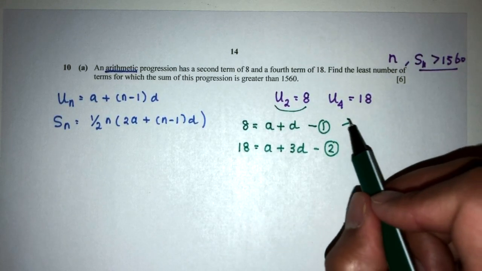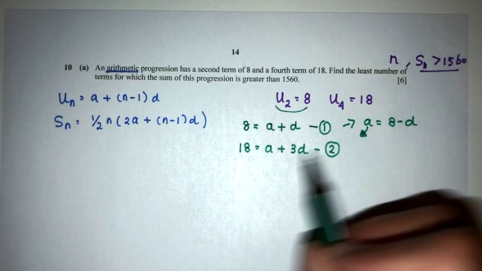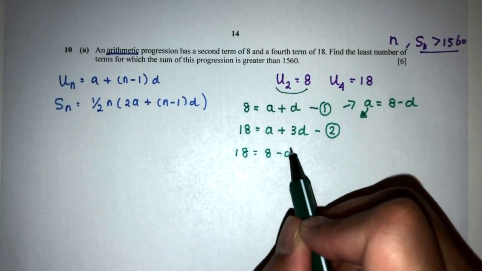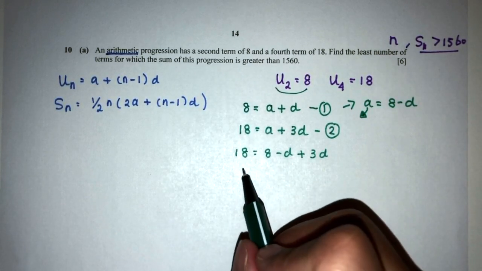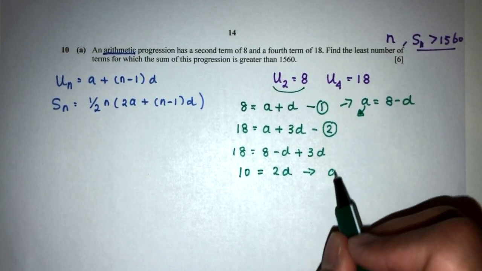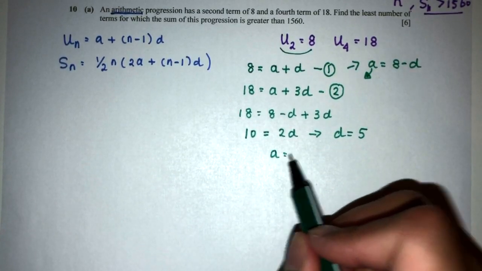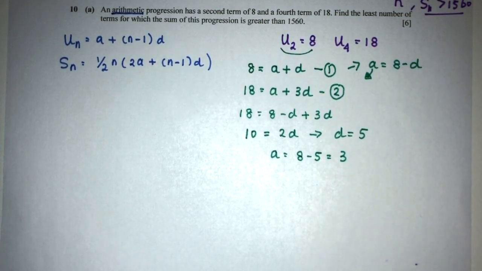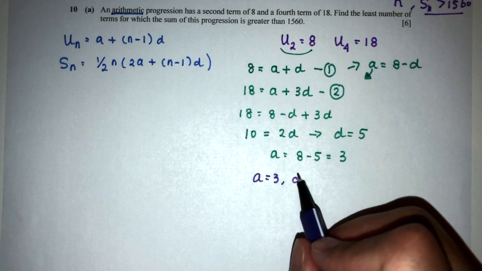From this I can see that a has to be 8 minus d. Replace this back in my second equation. You will have 18 equal to 8 minus d plus 3d. That will be, send this over here, that will be 10 equal to 2d. So finally, d will be 5. Now, a will be 8 minus 5, that will be 3. Now we know the value of a is 3, and then the value of d is 5.